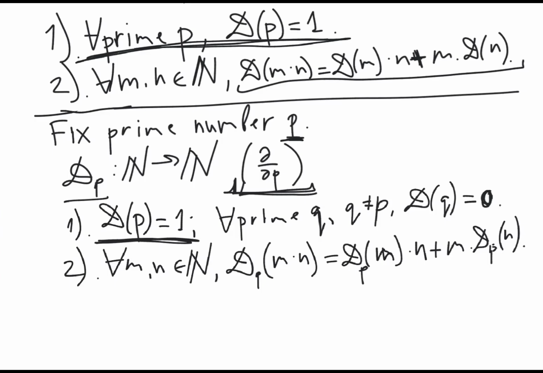Just about this notation, to explain it fully: it means that d_p of number n is sometimes denoted as dn divided by dp. That's what I meant by this notation.